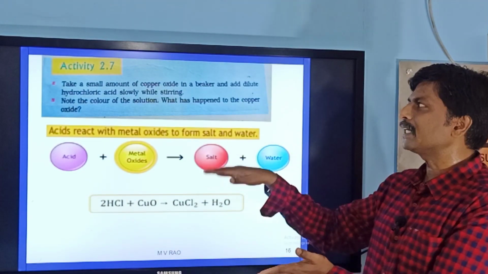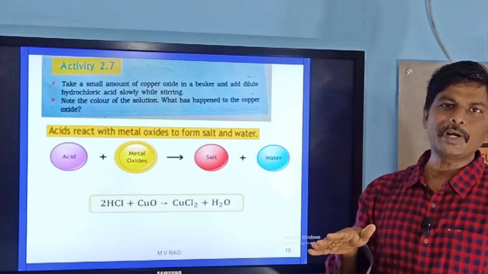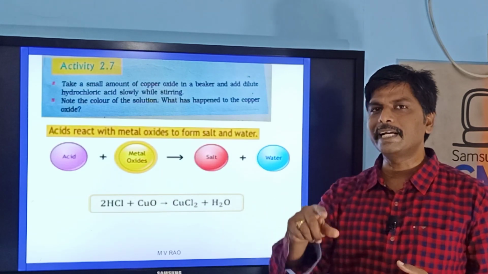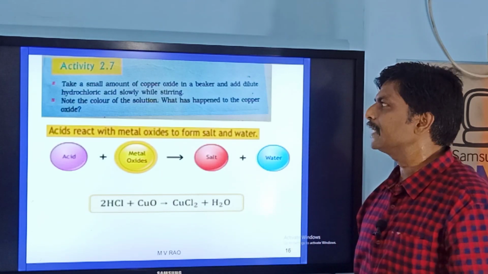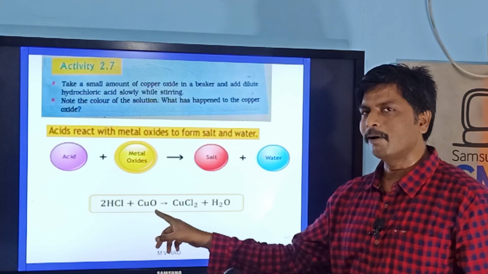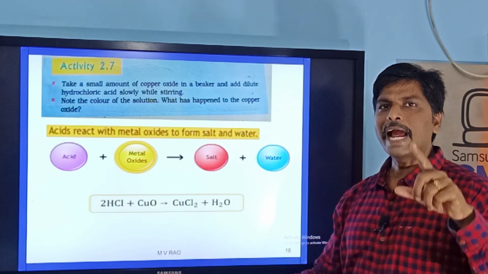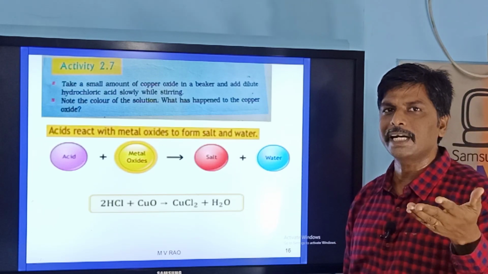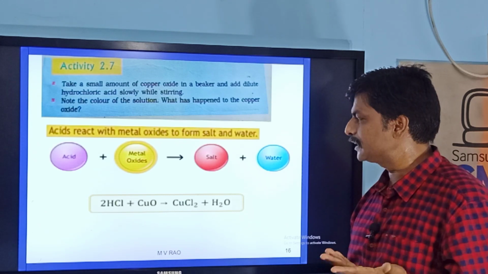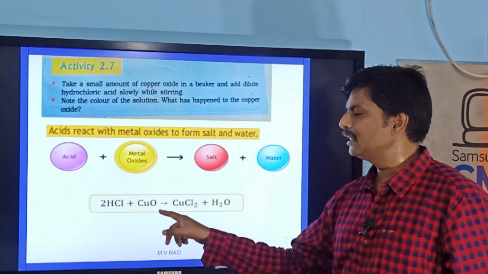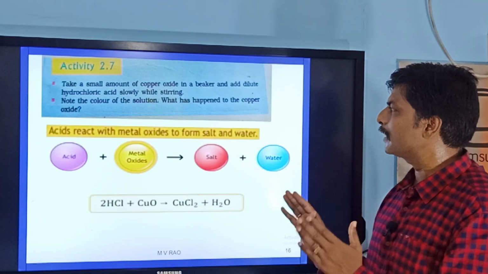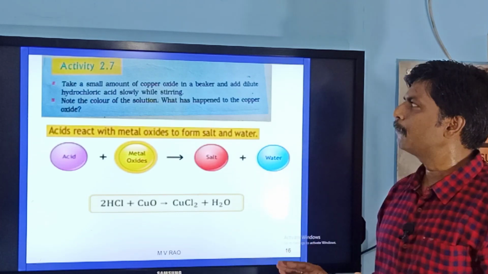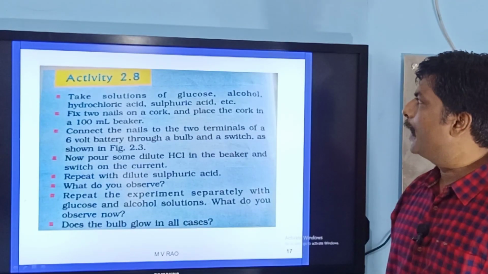So compare this activity and the previous activity. From these two activities, you can conclude that metal oxides are basic in nature. What is the nature of CuO? Metal oxide, basic. In activity 1.1, first chapter, magnesium oxide, a metal oxide: what is its nature? MgO, basic. CaO, basic. CuO, basic. So these are examples of metal oxides. All metal oxides react with acid to form salt and water. That is about activity 2.7. Activity 2.8.